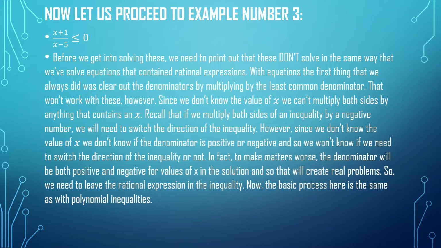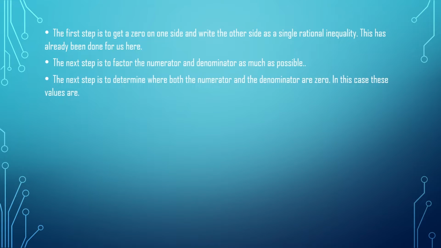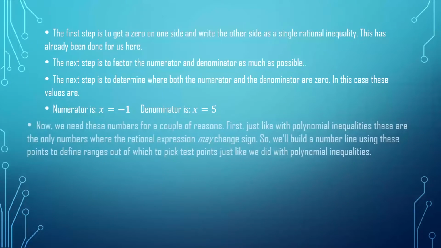Now, the basic process here is the same as with polynomial inequalities. The first step is to get 0 on one side and a single rational expression on the other side. This has already been done for us here. Then, the next step is to factor the numerator and denominator as much as possible. The next step after that is to determine where both the numerator and denominator are 0. In this case, the numerator is 0 at x equals -1, and the denominator is 0 at x equals 5.